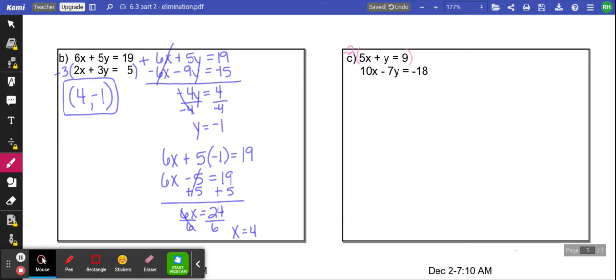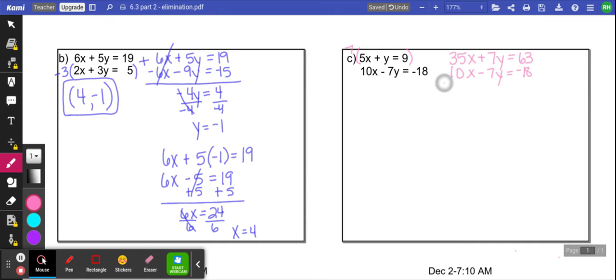So I'm going to stick with the 7 in the middle. I'm actually going to erase this, and I'm going to multiply that whole thing by 7. So I'm going to have 35x plus 7y equals 63. The bottom row didn't change, so 10x minus 7y equals negative 18.